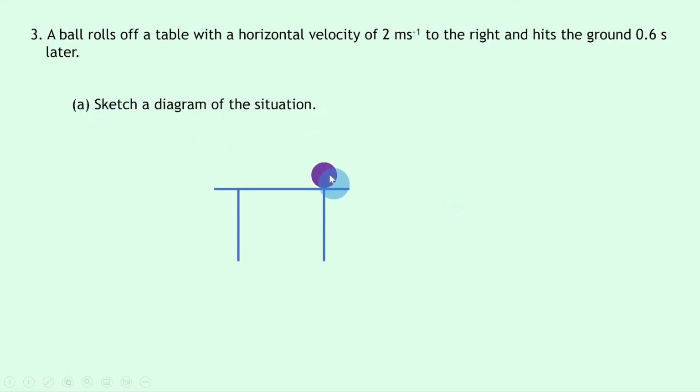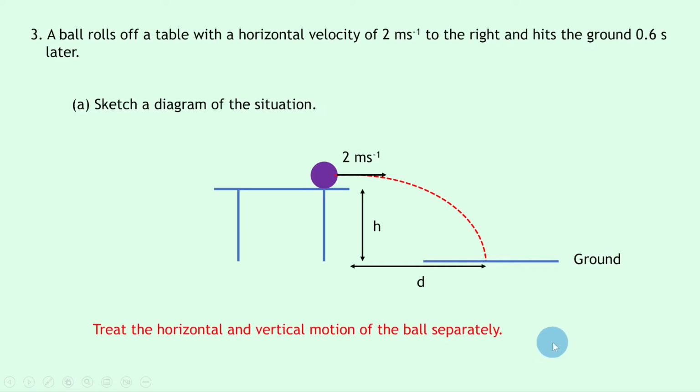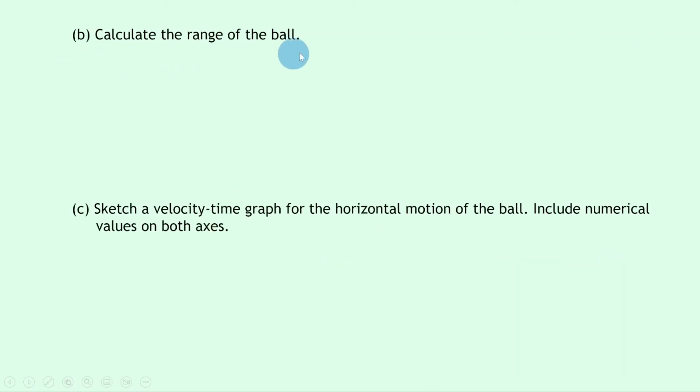Well, here's our table and here's the ball, and it's moving to the right with a horizontal velocity of 2 meters per second. The ball itself is going to travel this curved trajectory until it hits the ground, and we can say it's going to travel a horizontal distance d and a vertical height h. And just like we did in questions 1 and 2, we're going to treat the horizontal and vertical motion of the ball separately. Part B says to calculate the range of the ball.